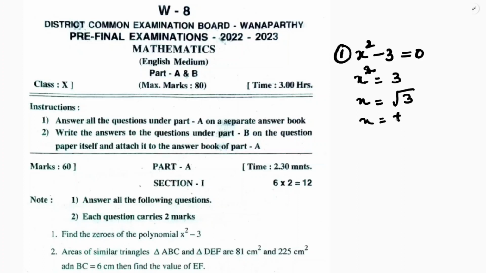The first question: find the zeros of the polynomial x square minus 3. We need to find the zeros, so equate with 0. To solve this there are two methods. One is x square minus 3 equals 0, so x square equals 3. So x equals plus or minus root 3. One zero is root 3, the other one is minus root 3.